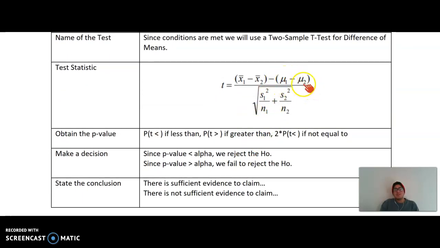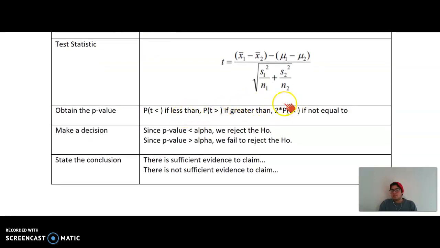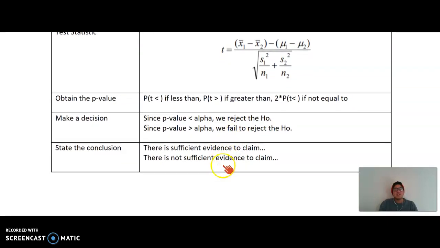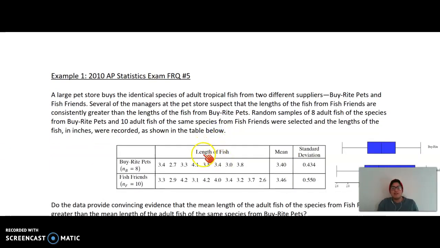And notice if we assume that the two are equal, this just zeroes out. So really the test statistic is the difference of the samples divided by the standard error of the statistic. We do make sure that we note our degrees of freedom. We use one of the following probability statements to obtain the p-value. And if the p is low, we reject the H0, or the null hypothesis. And if the p is high, we fail to reject. And depending on which of these two decisions, there either is sufficient or there is not sufficient evidence to claim the alternative hypothesis.